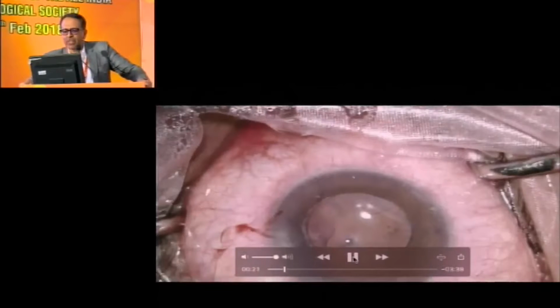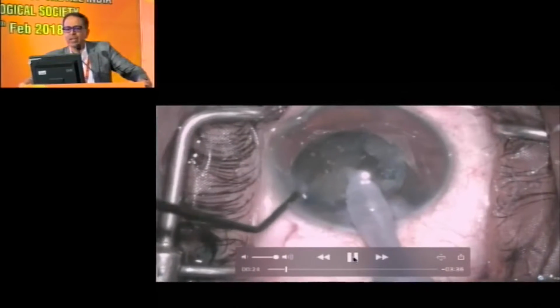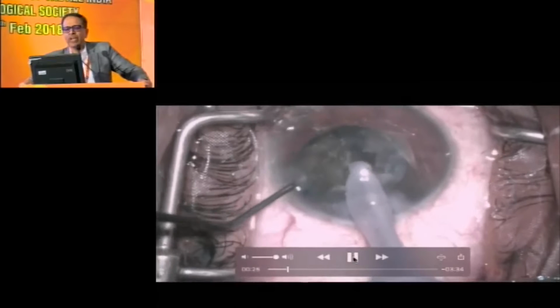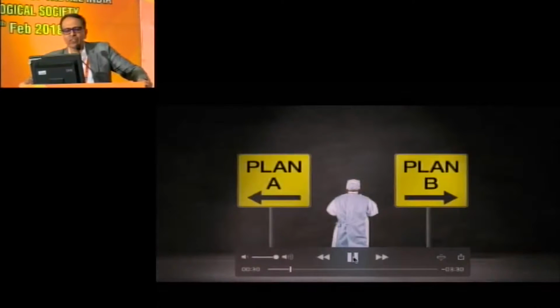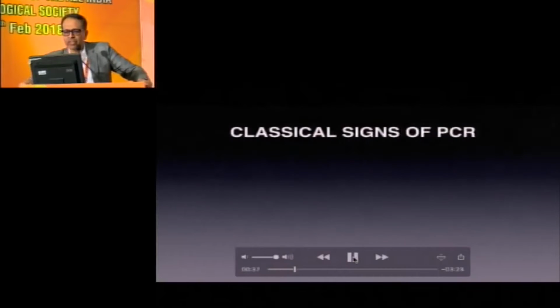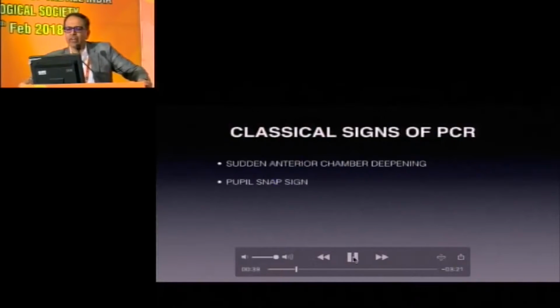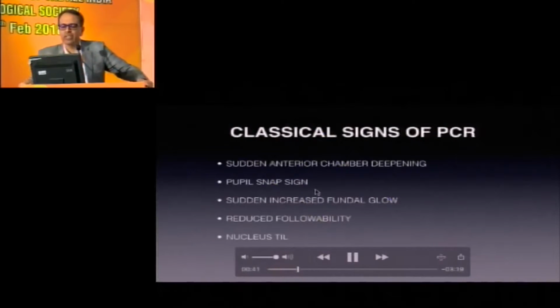Phacoemulsification at times can be completed successfully, but then there are times when we have nucleus drop. The surgeon is obviously always in a dilemma in such a situation, whether to convert to ECCE or to continue with phacoemulsification. We are fully aware of the signs of PCR.